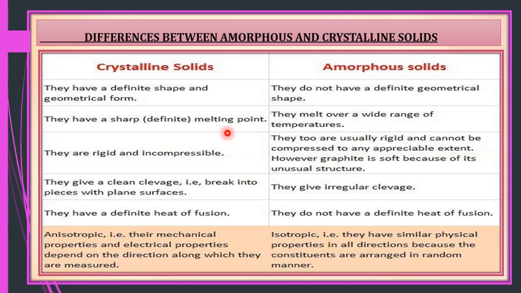Crystalline solids are anisotropic, that is, their mechanical and electrical properties depend upon the direction along which they are measured. Amorphous solids are isotropic, that is, they have similar physical properties in all directions because the constituents are arranged in a random manner. They don't have a three-dimensional structure, so their properties are similar, but crystalline solids possess a three-dimensional structure, so their properties are different for different planes of the structure. So that is the detailed concept of crystalline solids and amorphous solids.